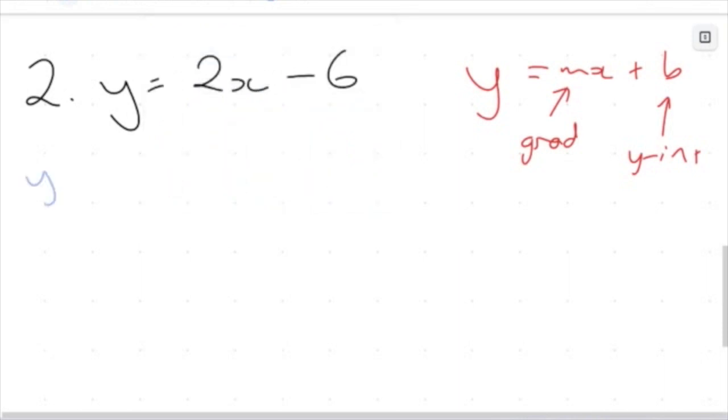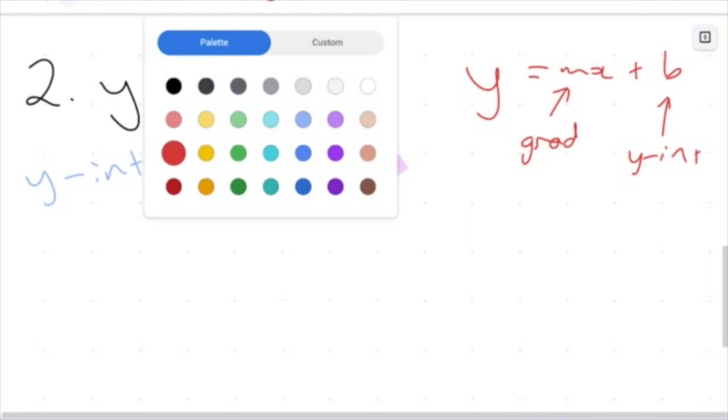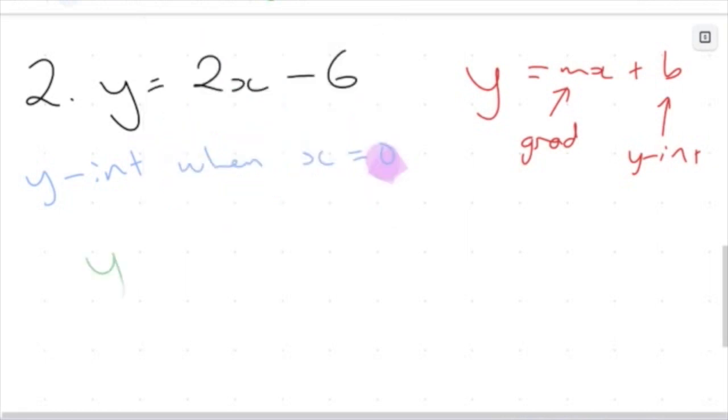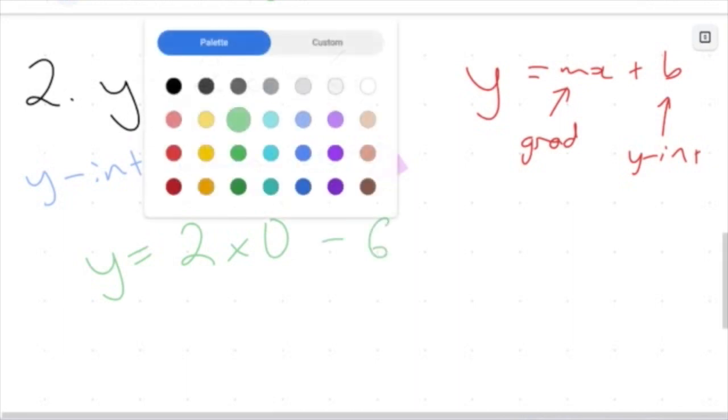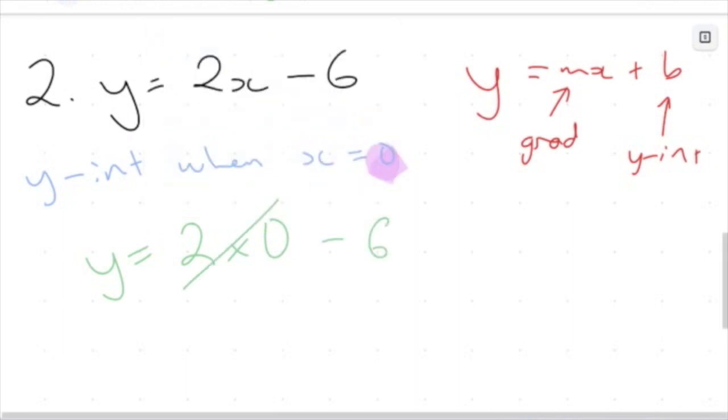So we get my y-intercept when x equals 0. So I'm going to substitute 0 into here. So my y equals 2 times 0 minus 6. 2 times 0 gives me 0. So y equals minus 6, or the y-intercept equals minus 6.